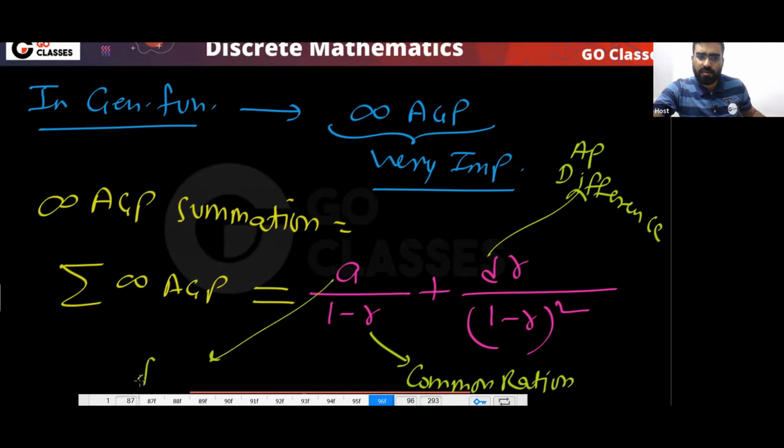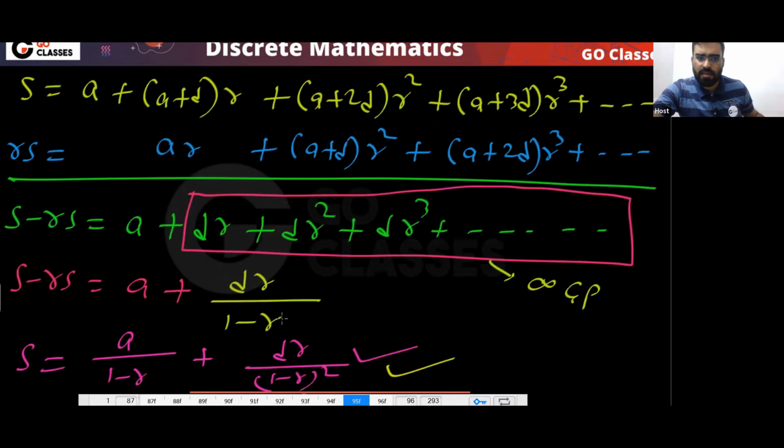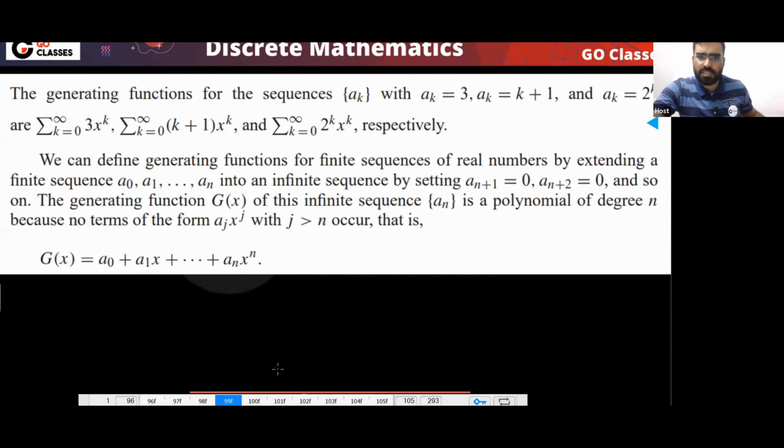And this is your first term. So we will remember this formula, because we will use it again and again. Is this clear to everyone? The first term divided by 1 minus r, this is the normal infinite GP, plus d, where d is the common difference of the AP, dr divided by 1 minus r whole square. Very simple. All these are the basic concepts.